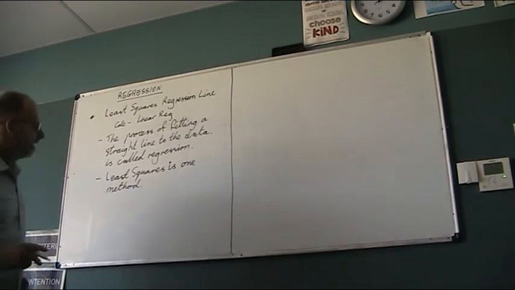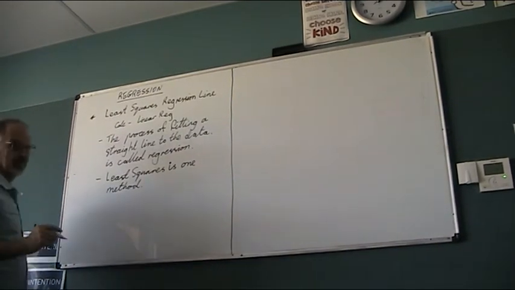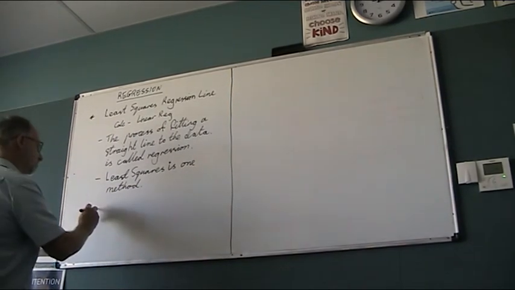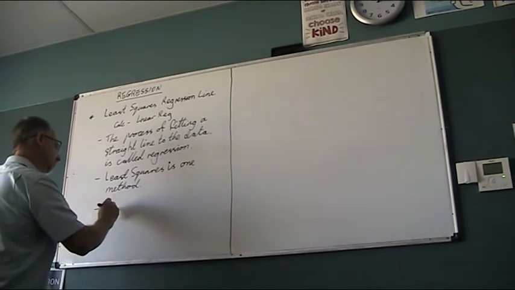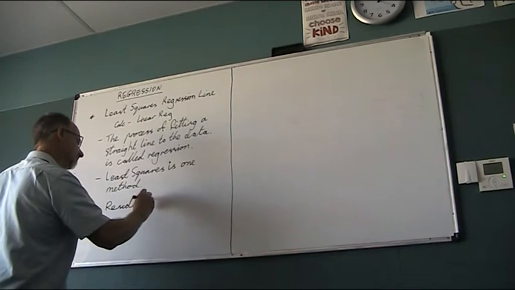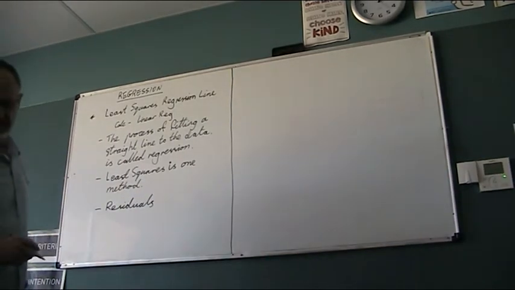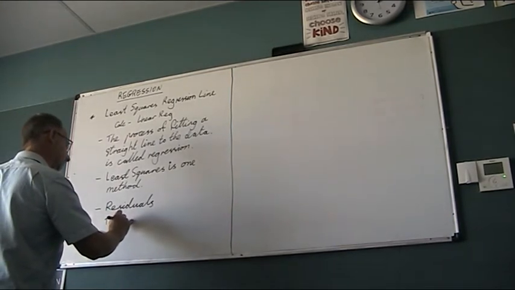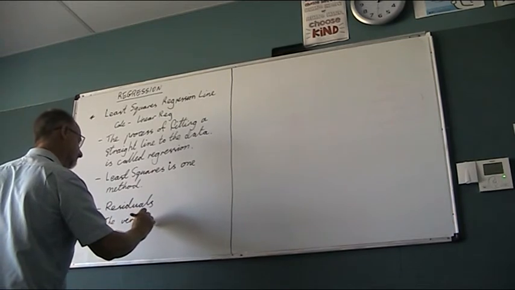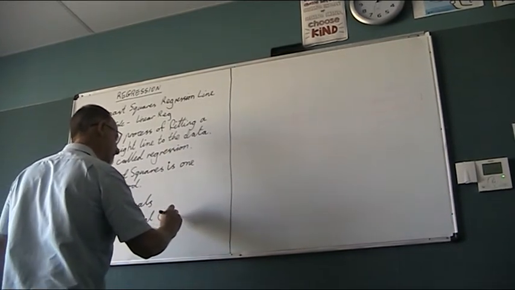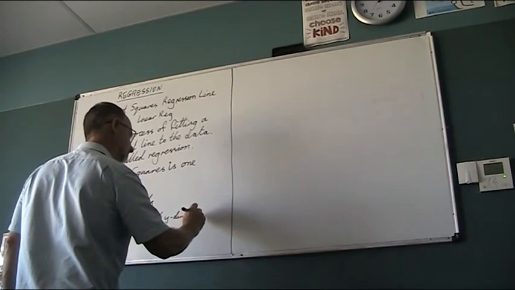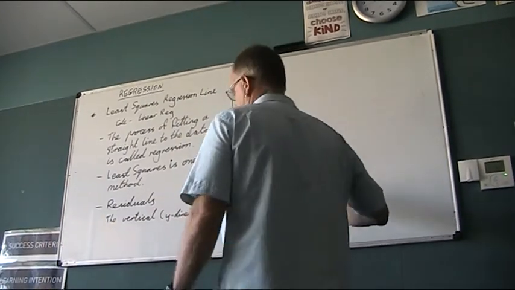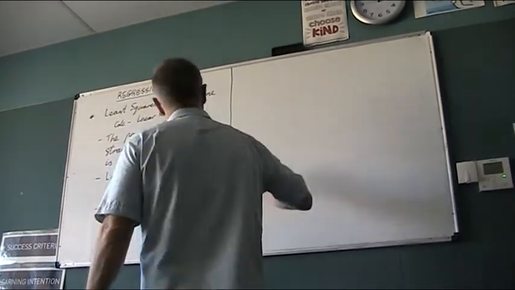Now there are these other things that we're going to be looking at, not today, but next week, things called residuals. So I'll define what they are now. Residuals are simply the distance, or vertical distance, so the y direction, between the data points and the regression line.